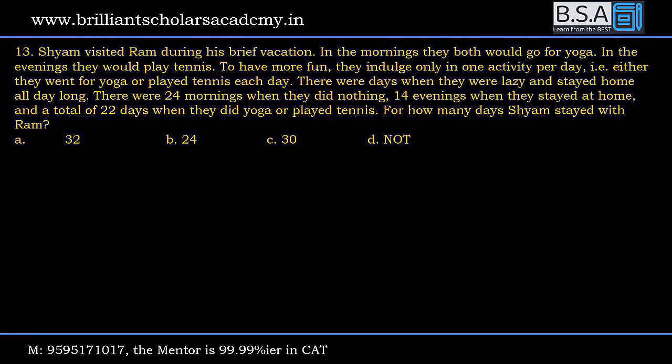So every day there will be a morning, there will be an evening. So this is called an instance. A morning and an evening is an instance. If the number of days are D, instances will be twice. Total mornings plus evenings will be twice. So listen to the language. There are 24 mornings they did nothing. 24 mornings, no activity. There are 14 evenings they did nothing.